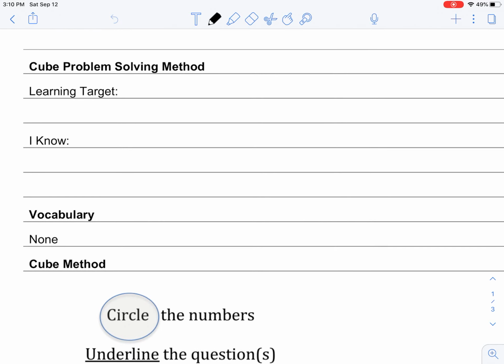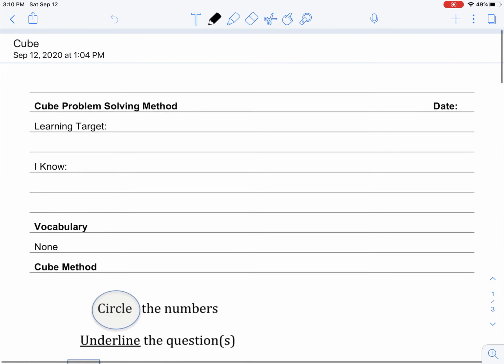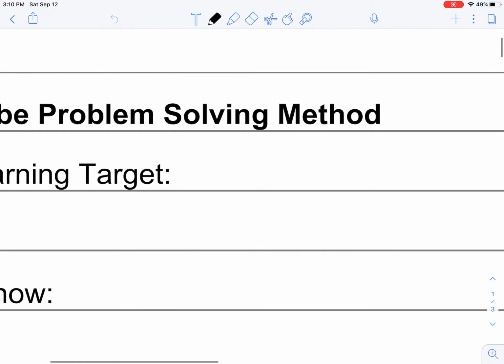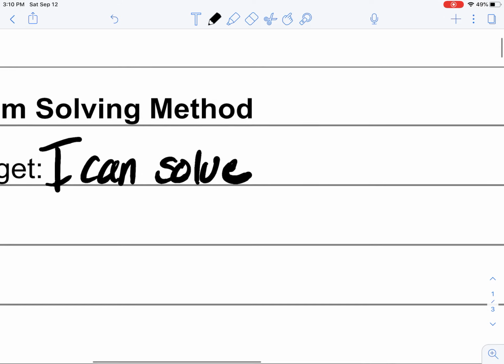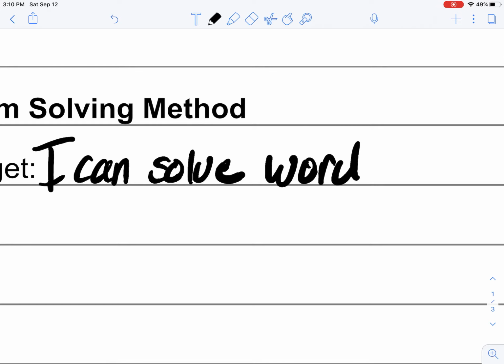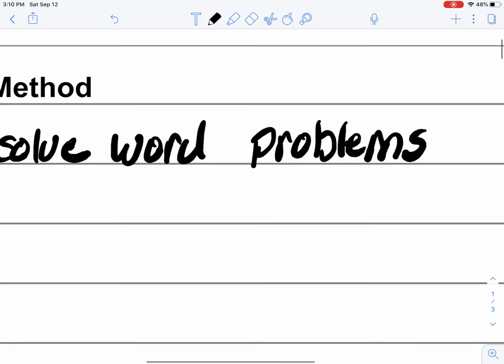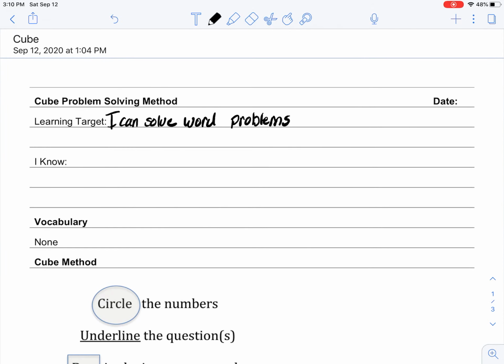There's a few things I really like about Notability. One of them is that while I'm writing, I can zoom in. So it's kind of small on my screen right now, but I can say, okay, the cube problem solving method. If I'm going to write down the first thing, which every day the first thing we're going to write down is our learning target, I can zoom in so that it's a little bit bigger. And then I can say, I can solve word problems. That gives me a little more space for while I'm writing so that I'm not trying to fit it into these really thin lines with my stylus or my finger. Okay? So that's one thing I like.